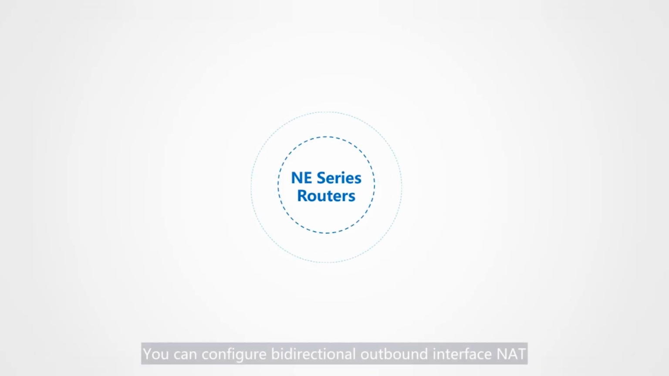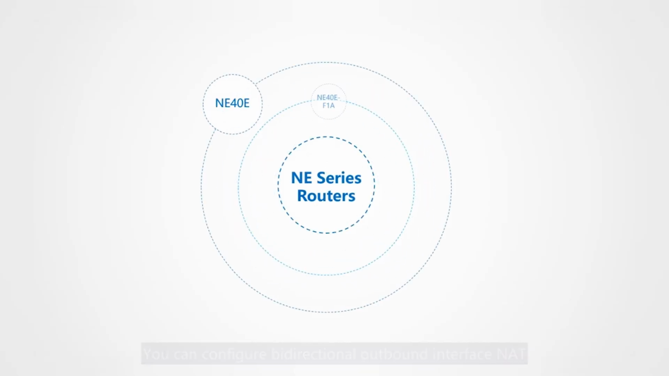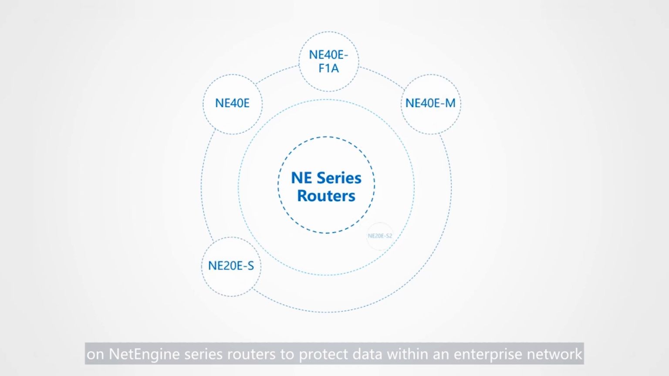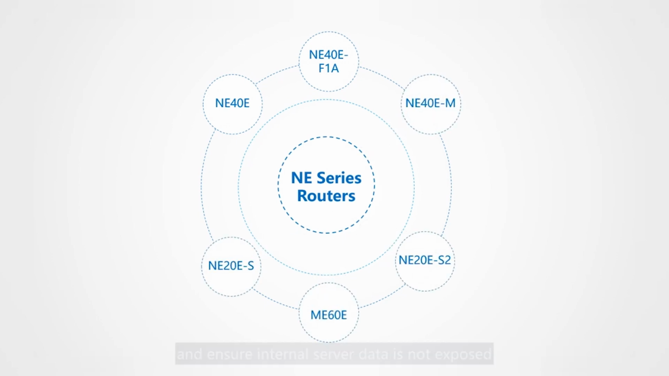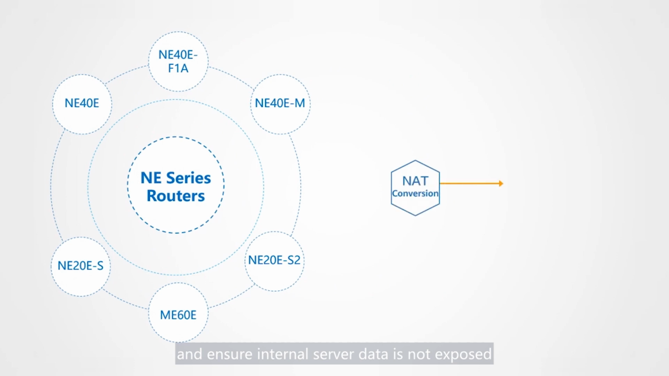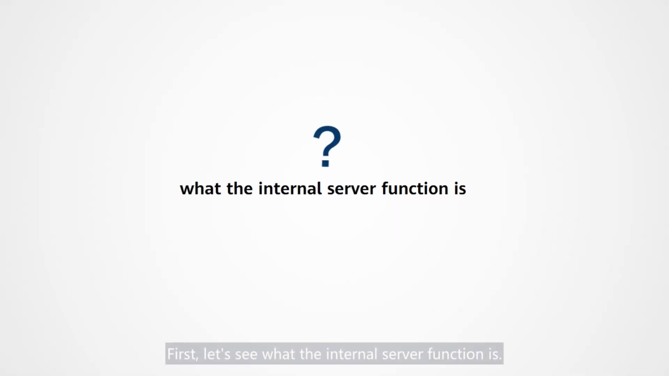You can configure bidirectional outbound interface NAT on NetEngine series routers to protect data within an enterprise network and ensure internal server data is not exposed. First, let's see what the internal server function is.